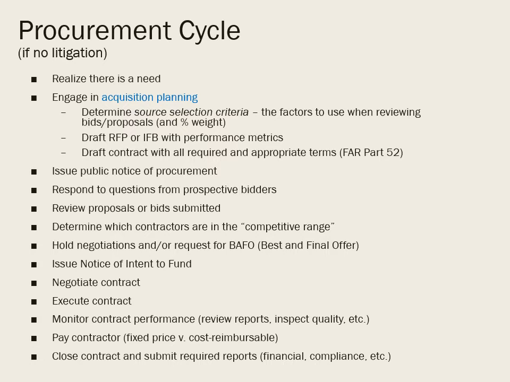And a lot of these are acquisition planning. And the number one reason the government gets sued by government contractors is lack of good acquisition planning. Because that's the stage where the agency determines the factors it's going to use when reviewing proposals. Then it will issue its IFB or RFP, hold negotiations, and it'll issue a notice of intent to fund to the successful contractor.